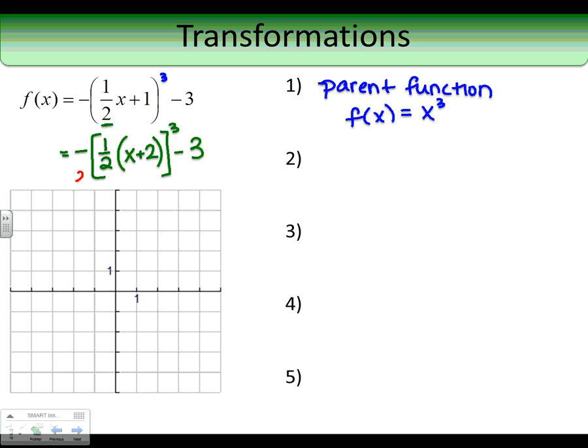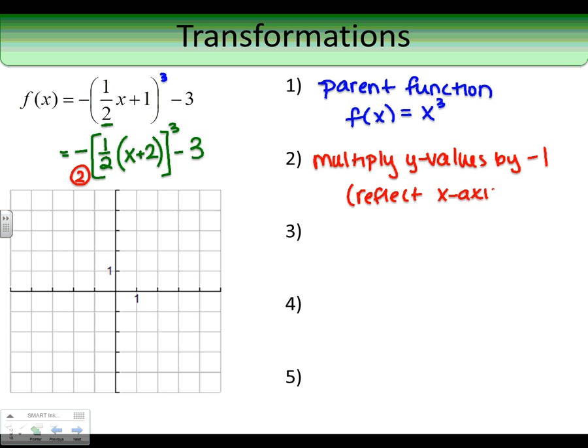So the first one we have here for number 2 is to multiply the y values by negative 1. So we're reflecting on the x-axis. The next one we have is going to be that b value. We're multiplying on the inside. And remember, whenever it's on the inside, it's the x values, and you multiply by the opposite of what you see. So we're multiplying by 2.